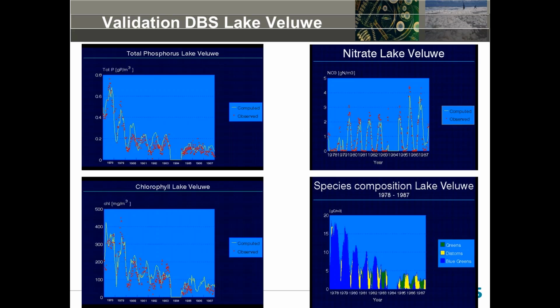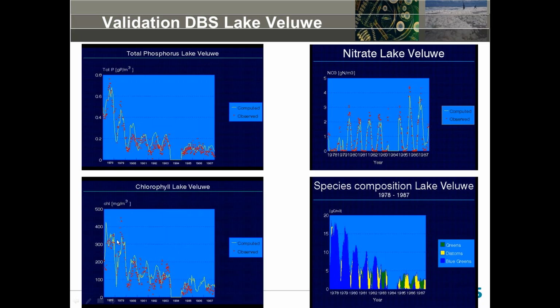This figure shows the result of a 10-year simulation in a lake in the Netherlands, which used to be highly eutrophic. This is phosphorus, and phosphorus was strongly reduced in this lake, and so phosphorus went down, and this is simulated quite well by the model. The graph over here shows nitrate, and actually while phosphorus goes down, nitrate goes up, and again a very good model result.